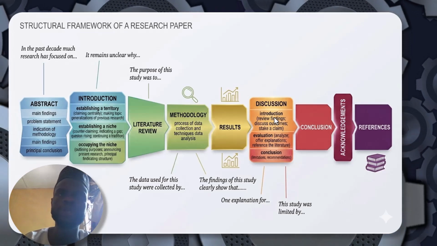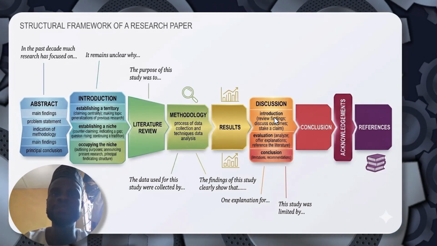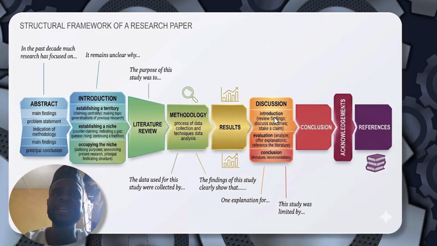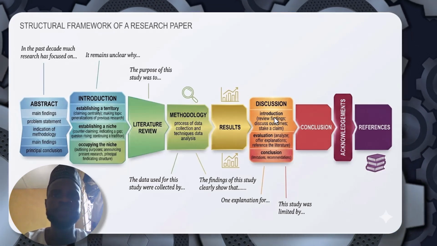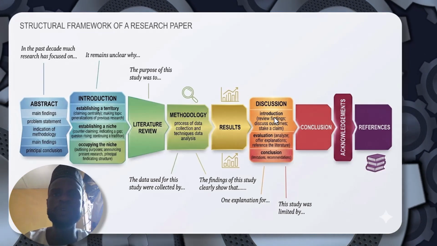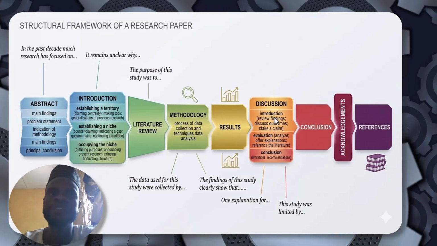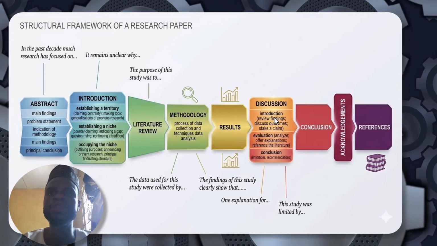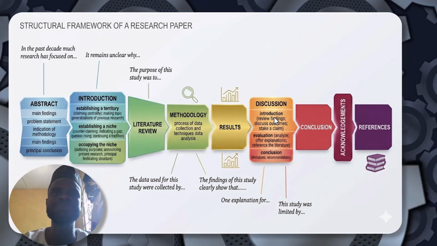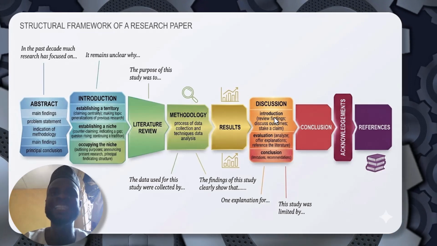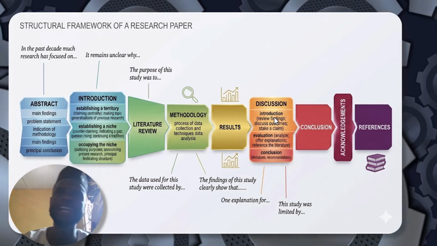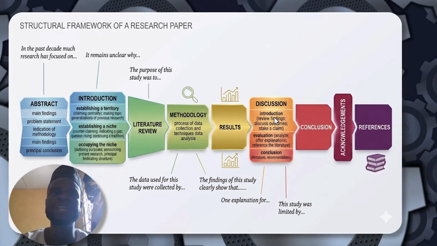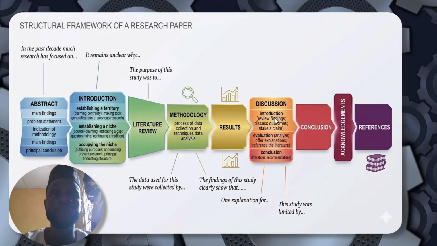A strong discussion should also mention limitations. No research is perfect, and honest scholars understand this. Perhaps your sample size was small. Perhaps time or funding was limited. Perhaps certain data were difficult to access. Mentioning limitations does not weaken your paper. Instead, it shows maturity, honesty, and critical thinking. After identifying limitations, you can suggest areas for future research. This helps other researchers continue building on your work.